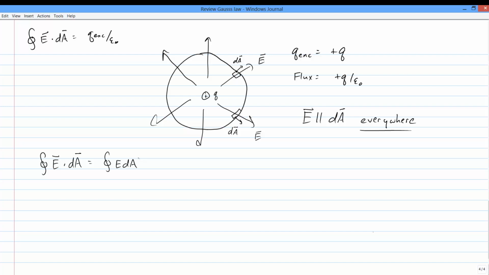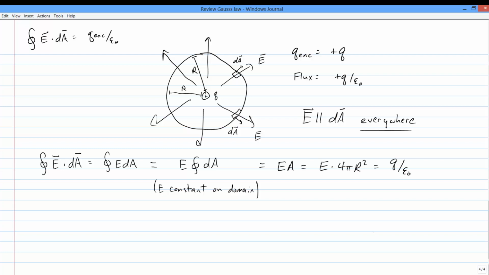And if the charge is the same distance away from the surface at every point, you can be sure that the E field will be of the same magnitude at every point on the surface. And if E is constant everywhere on the domain of integration, you can pull it outside the integral. And last I checked, integral dA is just A. And here A is the area of a sphere, 4 pi r squared.